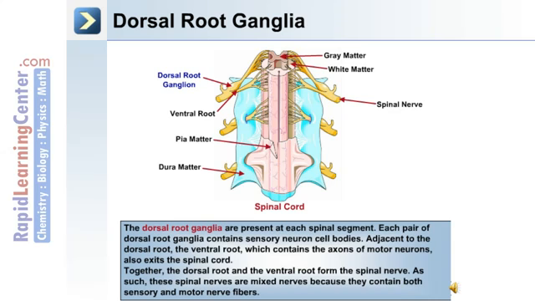The dorsal root ganglia. The dorsal root ganglia are present at each spinal segment, and each pair of dorsal root ganglia contains sensory neuron cell bodies. Adjacent to the dorsal root is the ventral root, and it contains the axons of motor neurons. Together, the dorsal root and ventral root form the spinal nerve. As such, these spinal nerves are mixed nerves because they contain both sensory and motor nerve fibers.